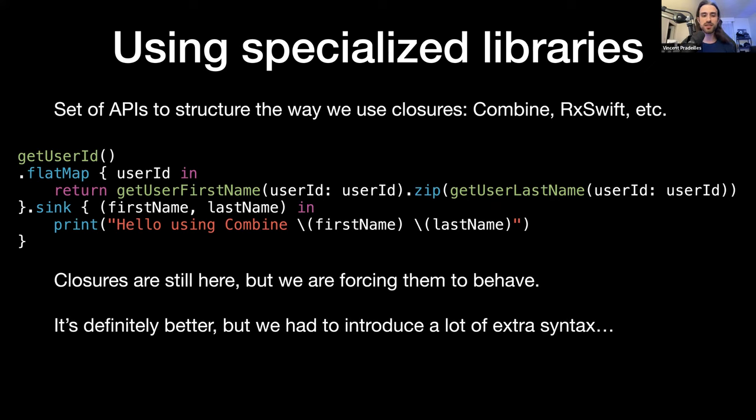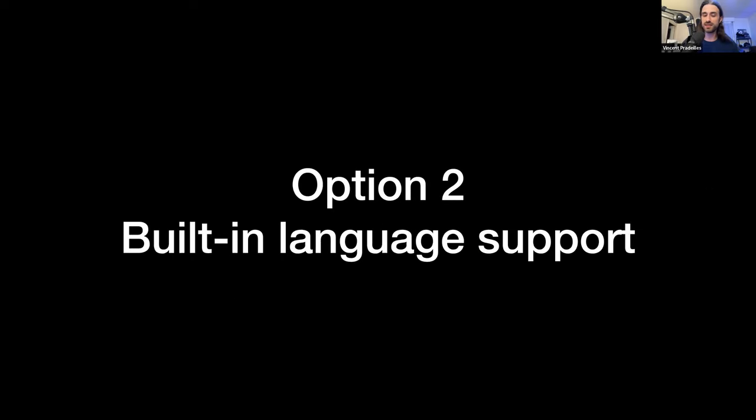But the drawback is that you need to add a lot of extra syntax, and it doesn't feel like just Swift code. You had to introduce new constructs, we could say. And it's perfectly normal because it's a library. And it's basically as far as you can get when you're using a library, meaning that the code you use doesn't integrate with the Swift compiler and the Swift language. But you can also go down the road of having built-in language support, which is option two, and which is the road that async await follows.